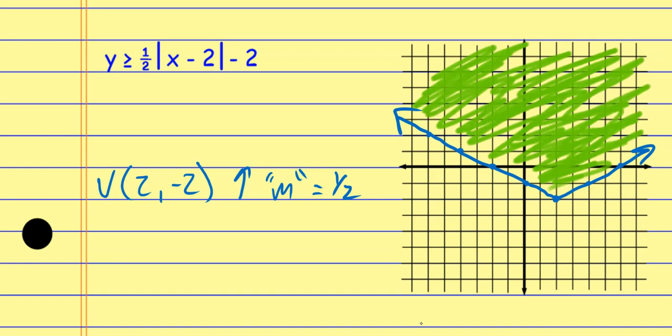Okay? And if you want to test a point, test something like 0, 0. If I plug 0, 0 in here, I get 0 is greater than or equal to, let's see, 0 minus 2 is -2. Absolute value, that is 2, times 1/2 is 1. Minus 2 is -1. 0 is greater than or equal to -1. That is a true statement, so I shade where 0, 0 is, which is inside the V. Okay?